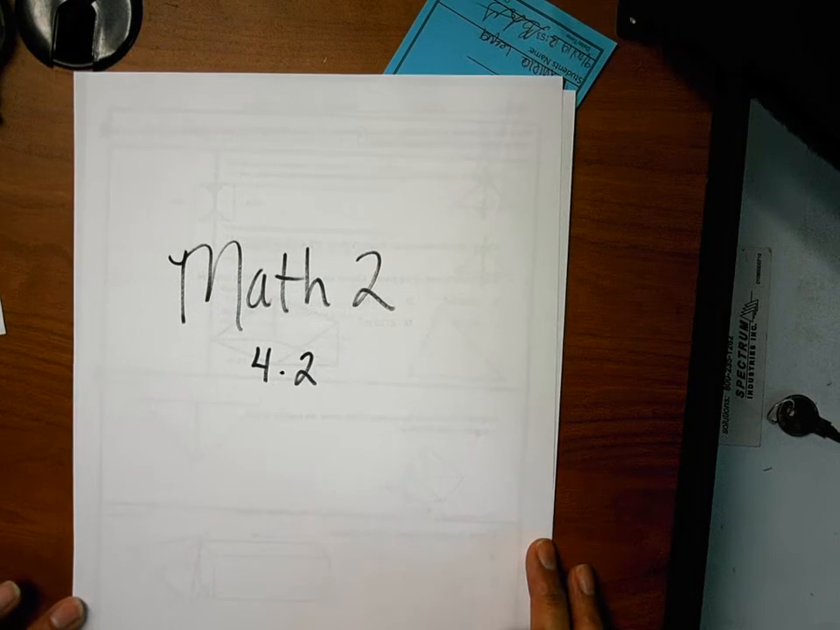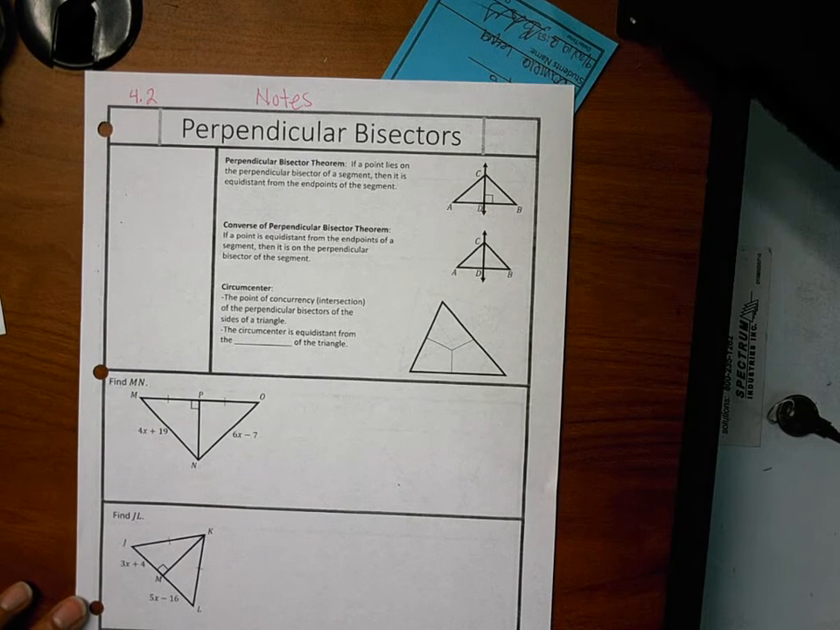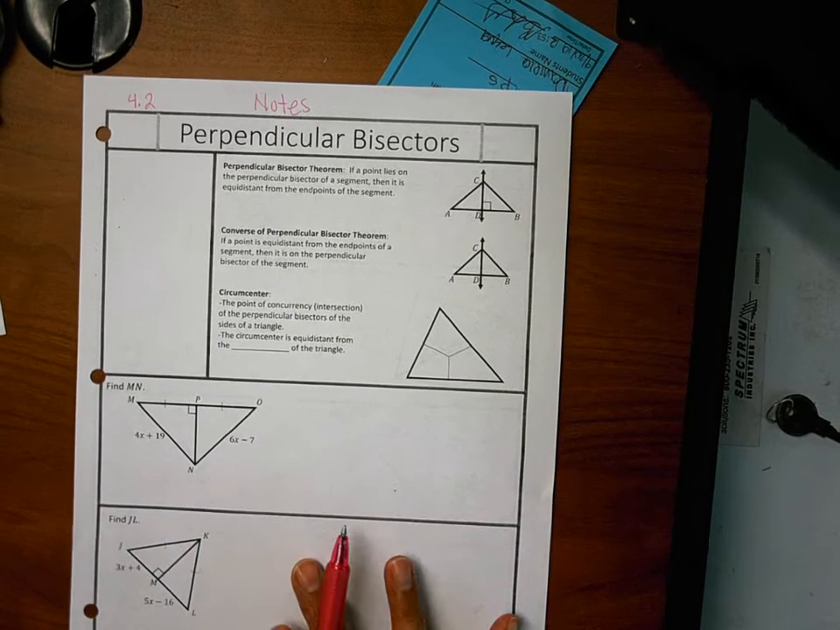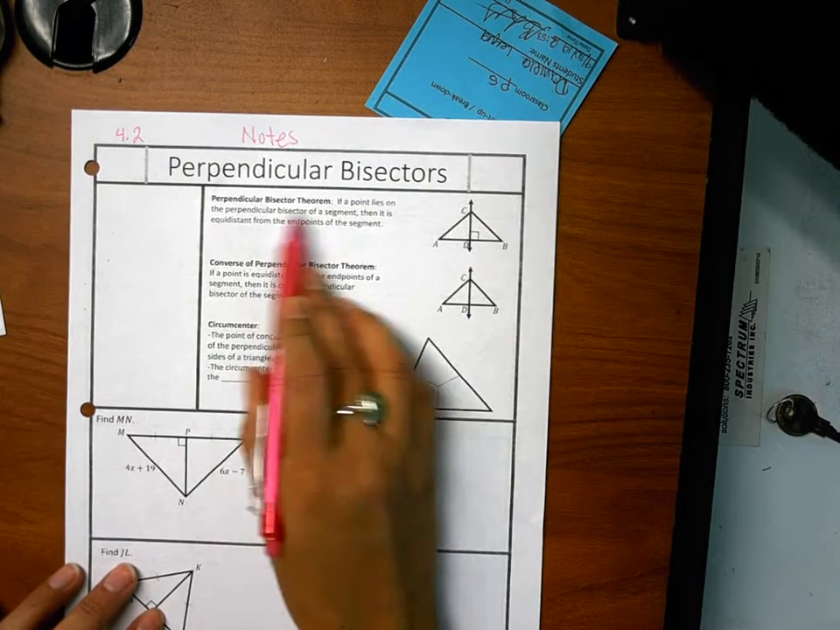This is Math 2 4.2 notes. That's Unit 4, Lesson 2. Today's lesson regards perpendicular bisectors. You should have received this handout and printed it off of my website.